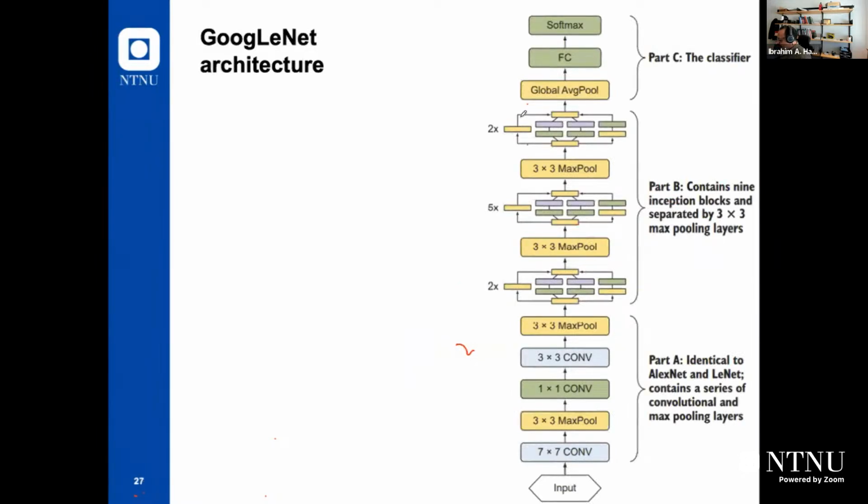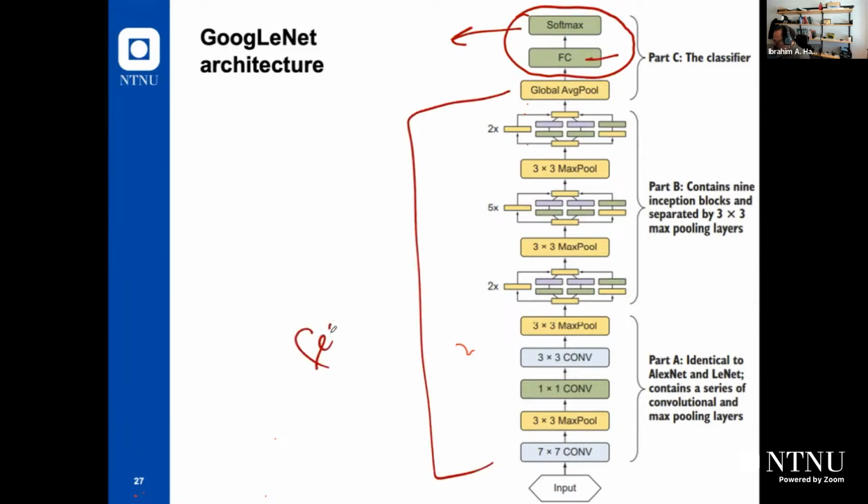So the GoogLeNet architecture uses these inception modules. This is the structure of it. The top part is the classifier part, and it consists of 1 fully connected layer followed by a softmax layer. And this is the feature extraction part.